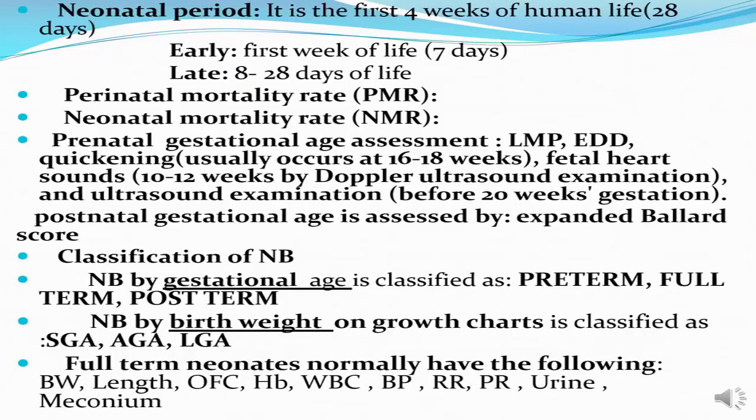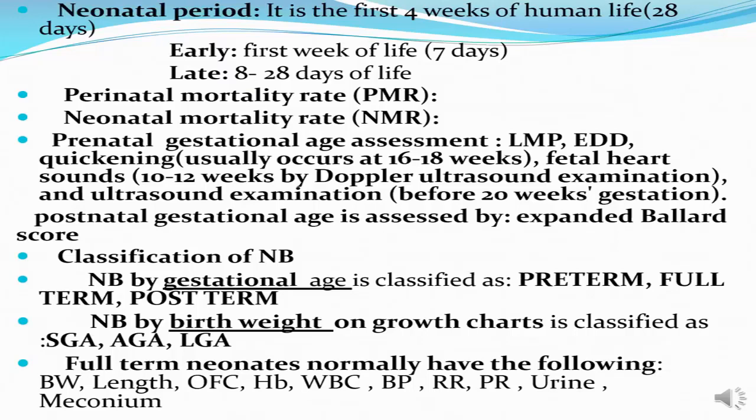Full-term neonates normally have the following: a body weight of 2.5 to 4 kg, length of 50 centimeters, OFC of 35 centimeters, hemoglobin of 14 to 22 grams per deciliter, white blood cell count of 5,000 to 20,000 per cubic millimeter, blood pressure of 80 over 50 millimeters of mercury, respiratory rate of 40 to 60 breaths per minute, and pulse rate of 120 to 160 beats per minute while awake, and it might be lower, 70 to 80, while sleepy.